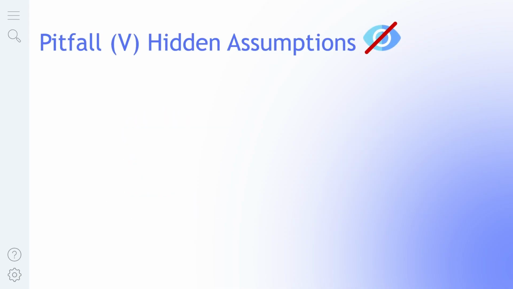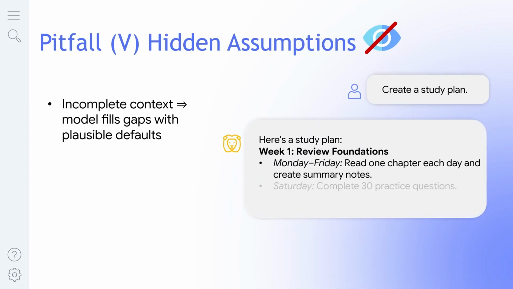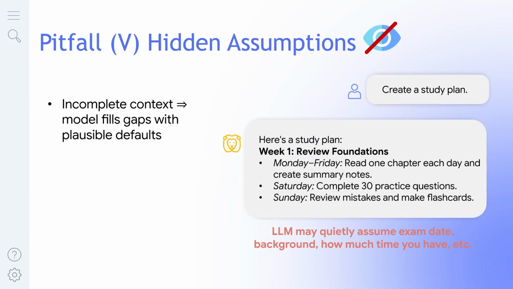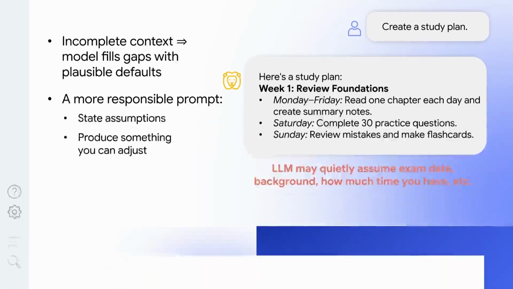Fifth, an LLM may hide its assumptions. If your context is incomplete, the model often fills the gap with plausible defaults rather than stopping to ask. Ask it to create a study plan, and it may quietly assume your exam date, your background, and how much time you have. A more responsible prompt asks it to state its assumptions first, then produce something you can adjust.